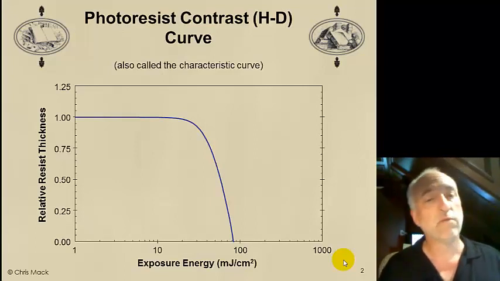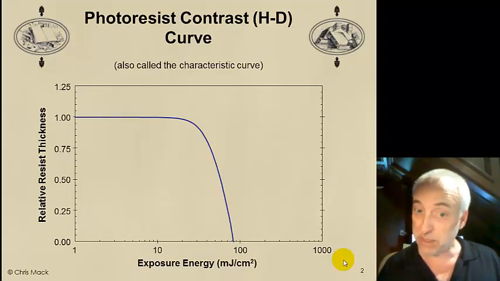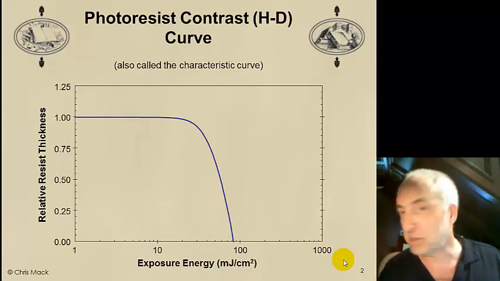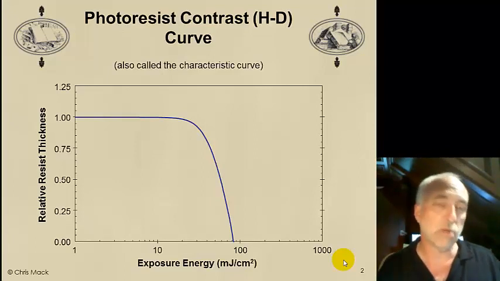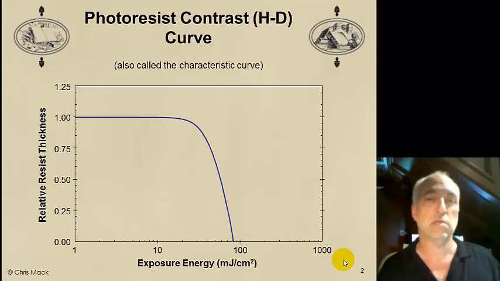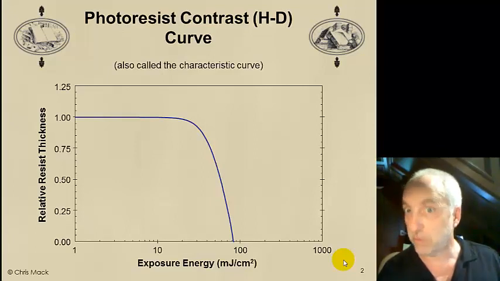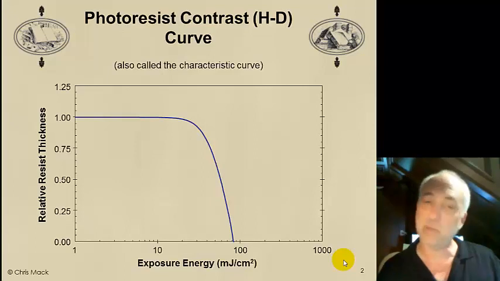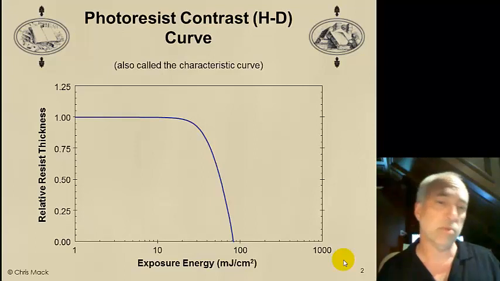Here we plot resist thickness remaining after development versus dose. And while we plot the dose on a log scale, unfortunately we chose to plot the relative resist thickness on a linear scale, although they made it a relative resist thickness, so close to a real HD curve. Nonetheless, this became a popular way of characterizing development and photoresist in general, especially in the early days of lithography. It's also called the characteristic curve. Some people call it the E0 curve.